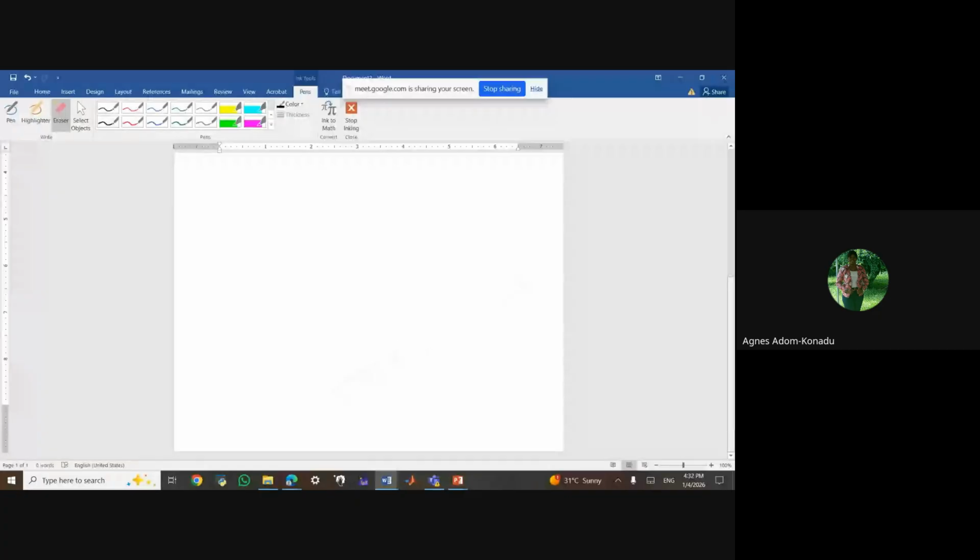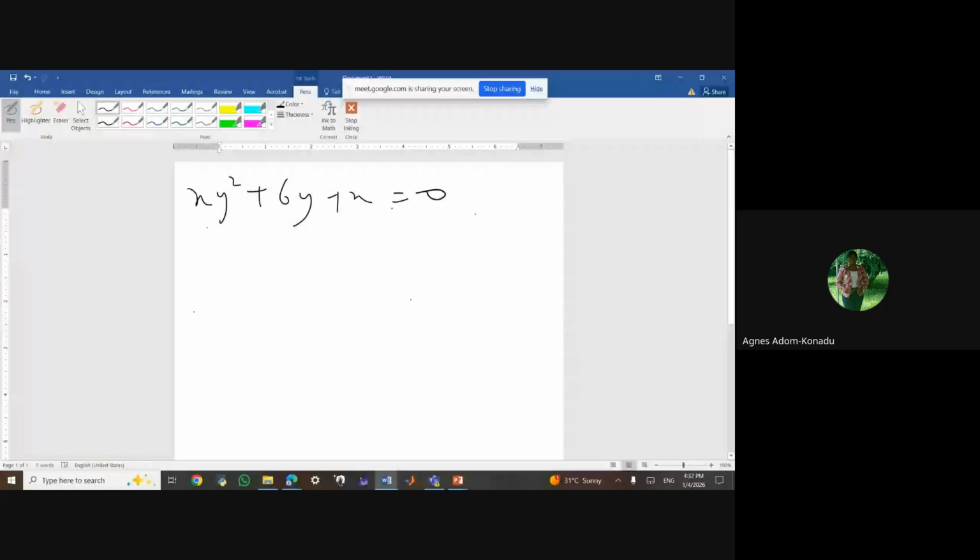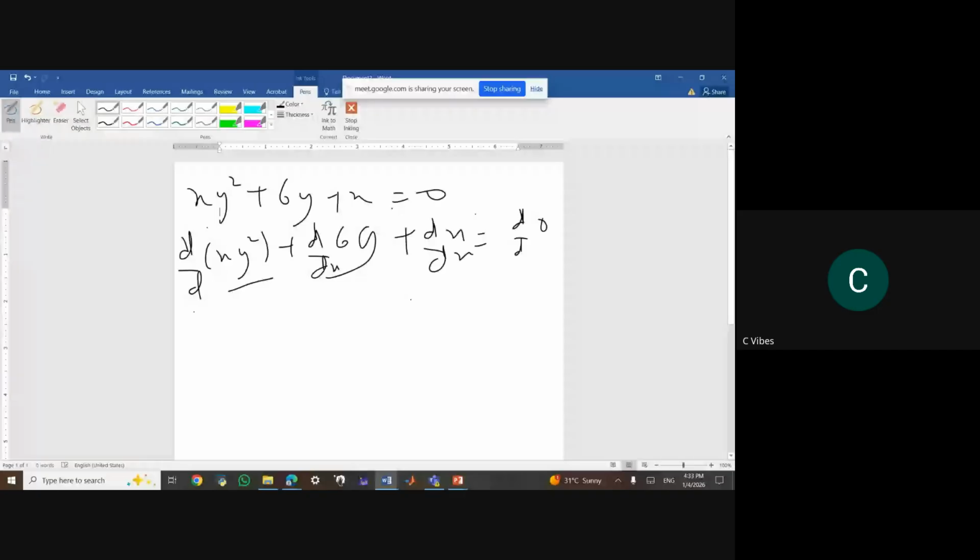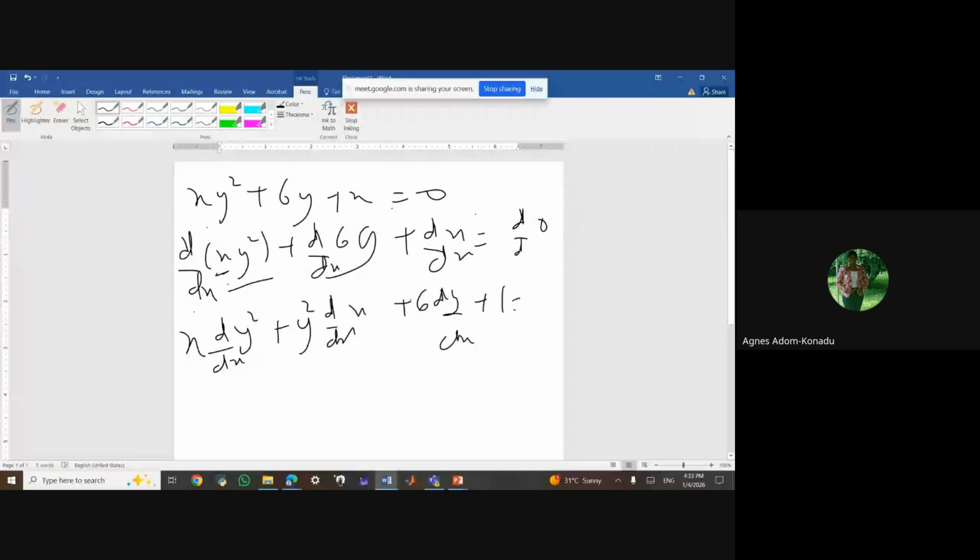Okay, so I want to differentiate xy squared plus 6y plus x is equal to 0. So I'm differentiating xy squared plus I'm differentiating 6y plus I'm differentiating this plus I'm differentiating 0. So here I use product rule. So to use the product rule, I'll keep this. So when I keep this, I'm going to get x, then differential of y squared plus I'll keep the y squared, then I will differentiate the x. Then plus I will keep the 6 out. Then I have the y over the x. Then plus the differential of this is 1. The differential of this is 0.